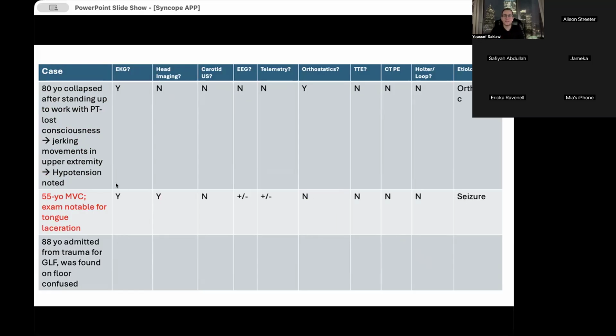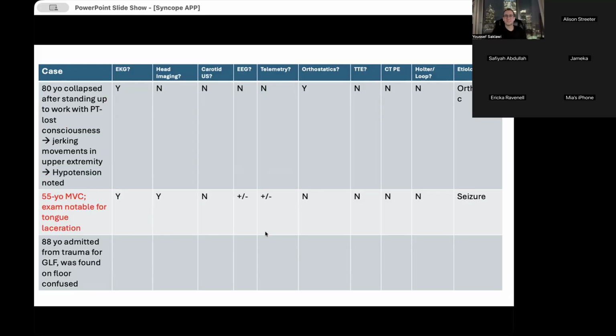Similarly, we said we would get an EKG on almost everyone. Head imaging, especially if it's a new seizure, you would want head imaging. And then carotid ultrasound, probably not. EEG plus minus. So again, the EEG will diagnose it if they're seizing right now. Let's say they're back to baseline now. I wouldn't necessarily get an EEG unless neurology wants it or they're persistently confused.